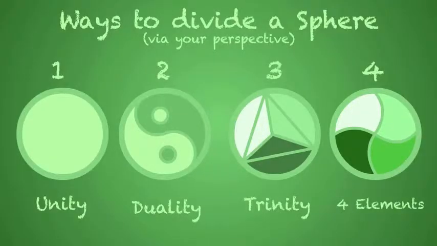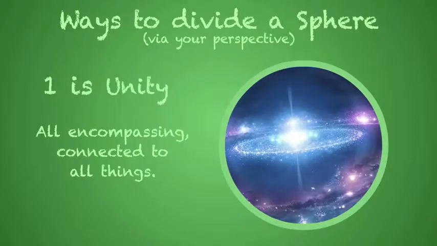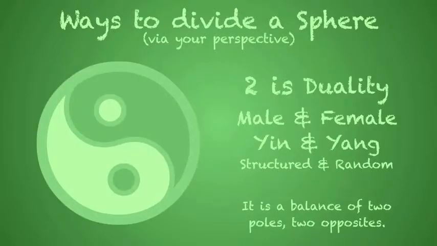Our reality can be divided in a number of ways that will yield alternative perspectives of what is happening all around you. If you look at everything from a perspective of one, which is unity, you're looking at the full encompassment of everything. You're looking at the source field. There are no dualities. Everything is one. If you look through two, you see duality. You are looking at the male and the female of reality, the structured and the creative and inspiration.